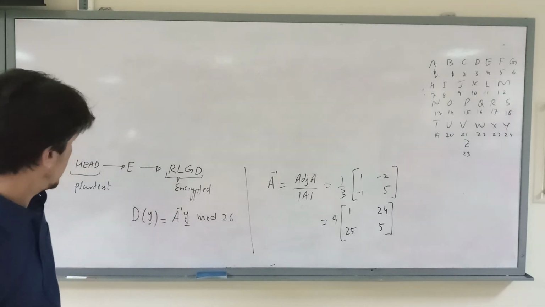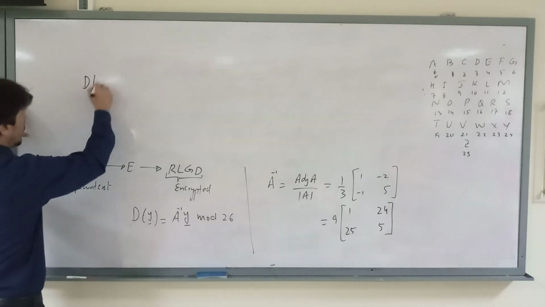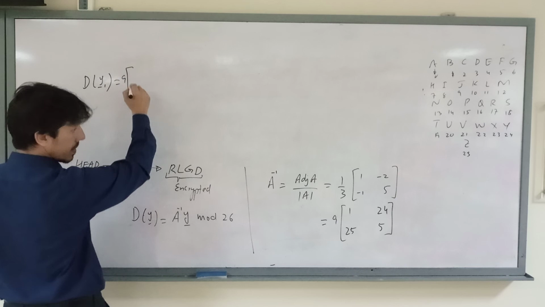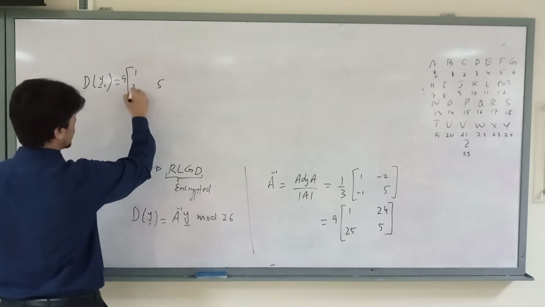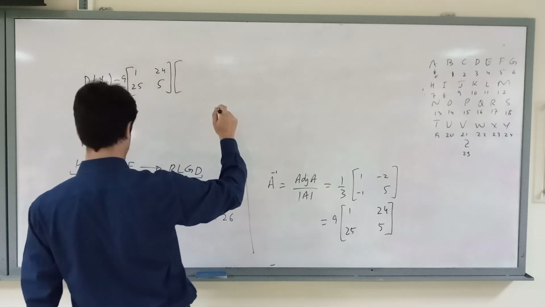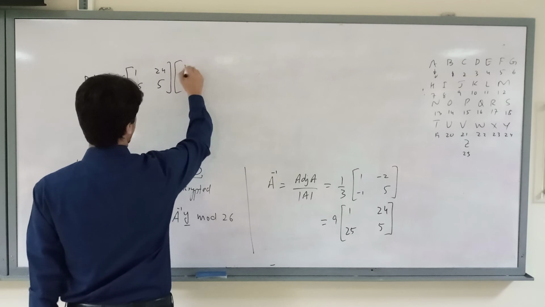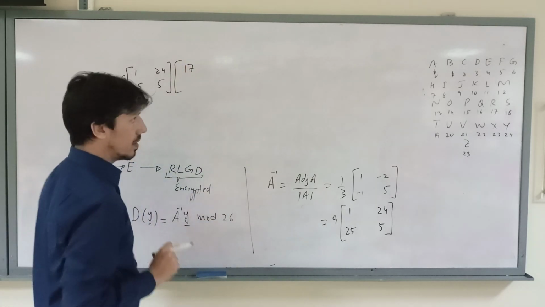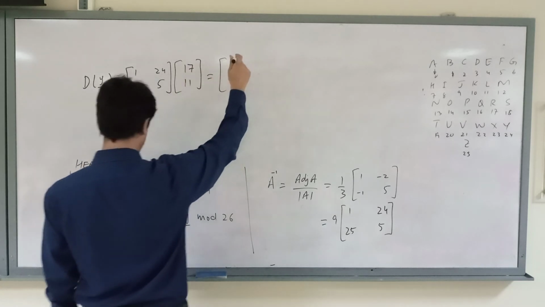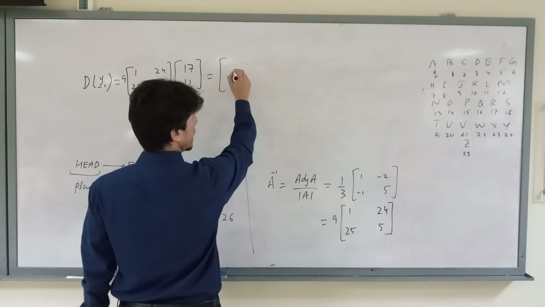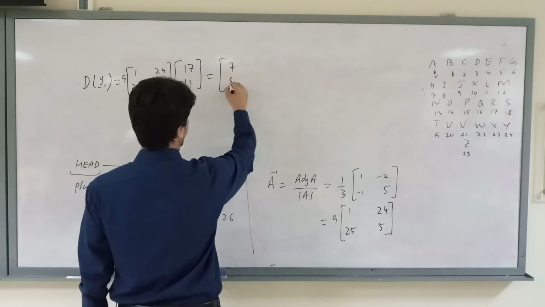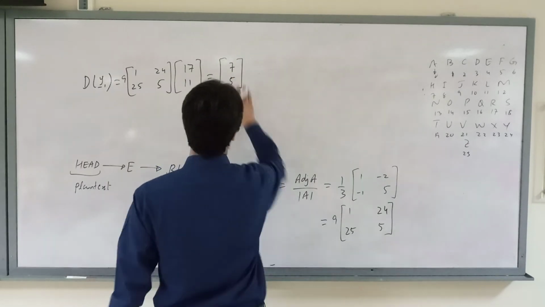So D of y1: this was 9 times 1 5, 25 and 24, and you have to multiply it with R 17 and L 11. So in that case you will get 7 and then 4.